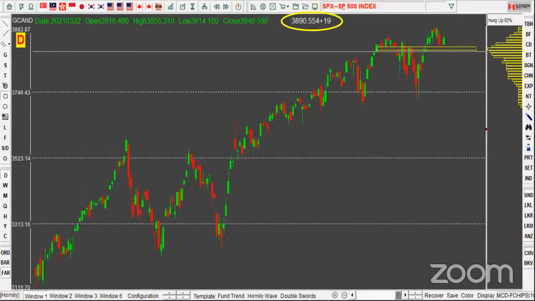Then how about our S&P 500? For S&P 500, it hit a new high a bit. Now it's in a small correction. It dropped just a little bit, still around the previous high.